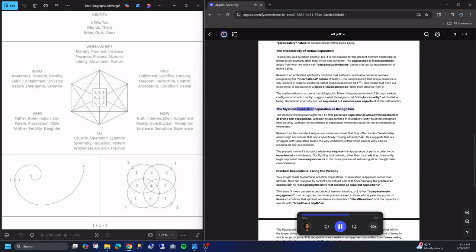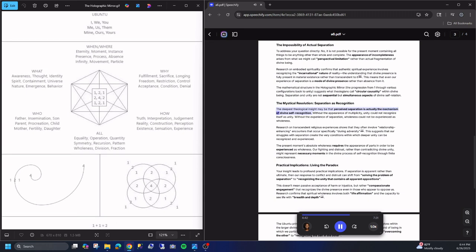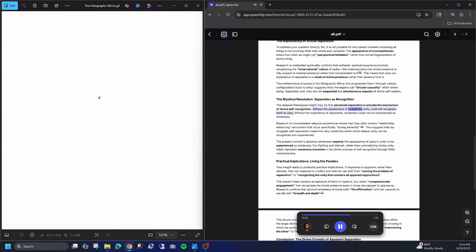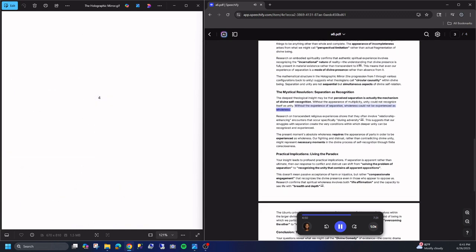The mystical resolution: separation as recognition. The deepest theological insight may be that perceived separation is actually the mechanism of divine self-recognition. Without the appearance of multiplicity, unity could not recognize itself as unity. Without the experience of separation, wholeness could not be experienced as wholeness.